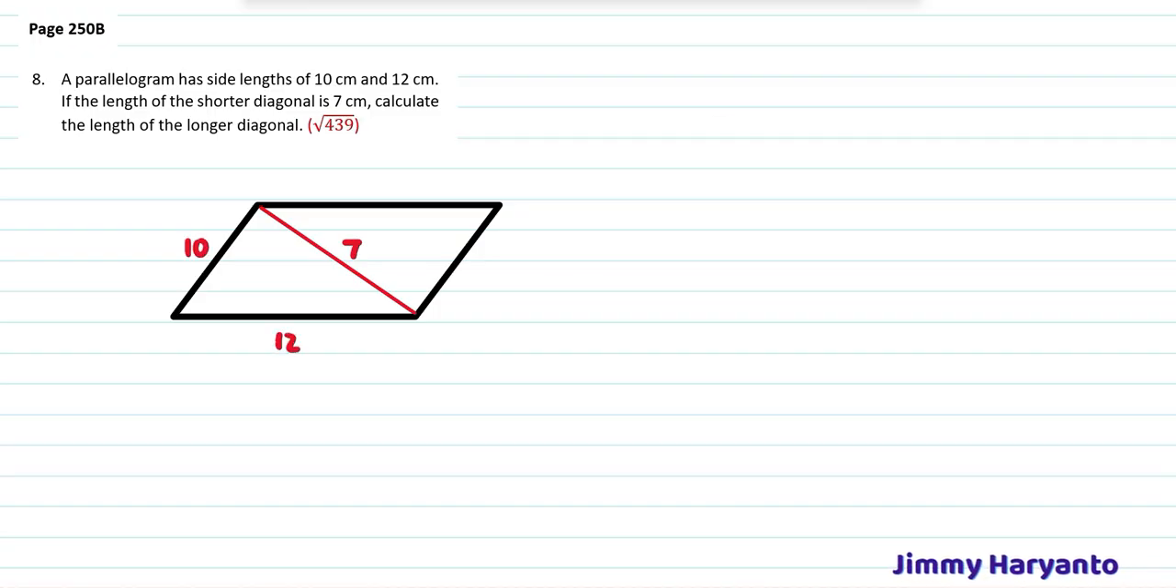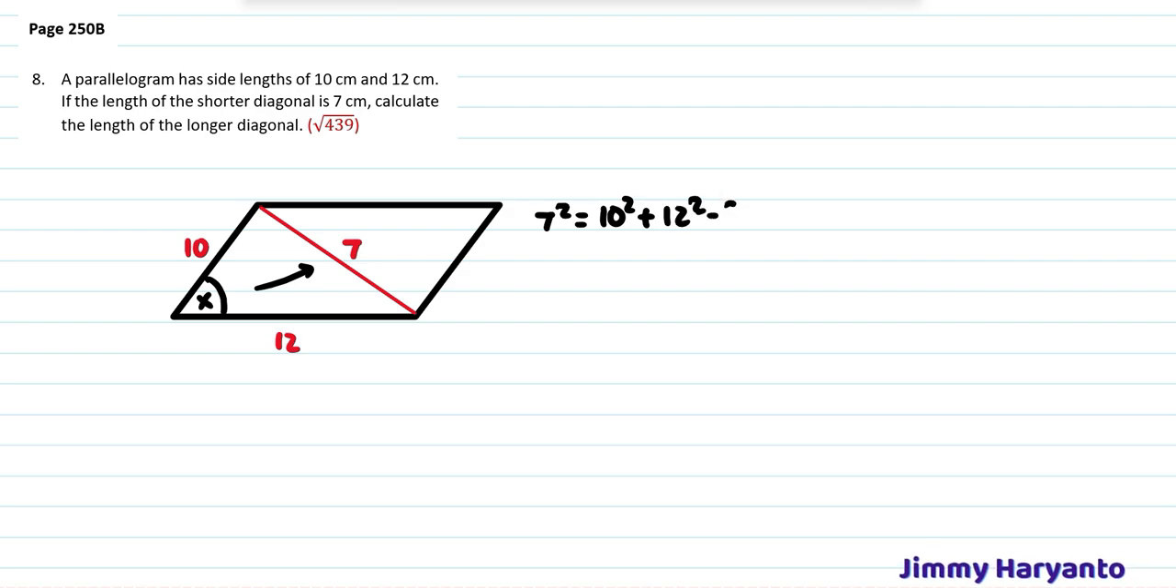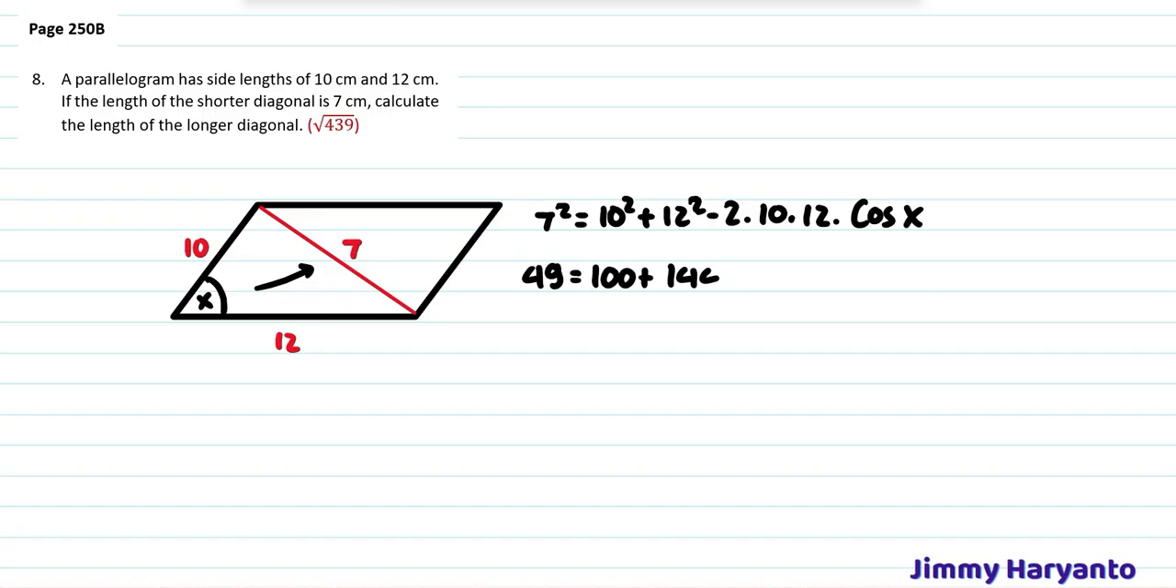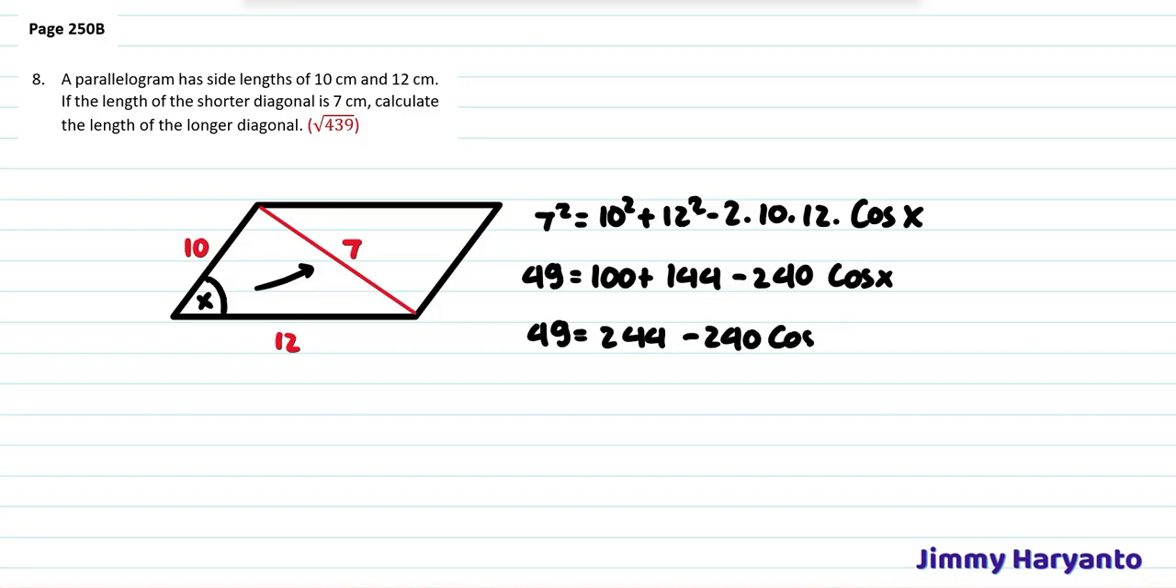Let's try to find this angle first, x. So we will use the cos rule. That means 7 squared equals 10 squared plus 12 squared minus 2 times 10 times 12 times cos x. This one is 49 equals 100 plus 144 minus 240 cos x. And then 49 equals 244 minus 240 cos x. And then we will move the 244.